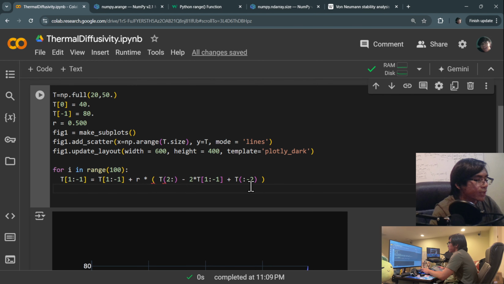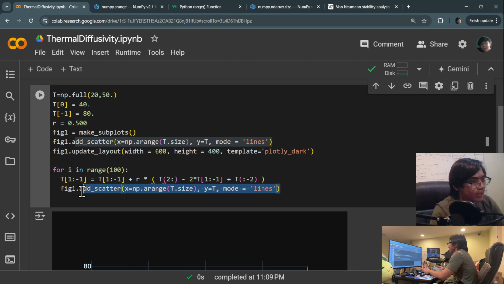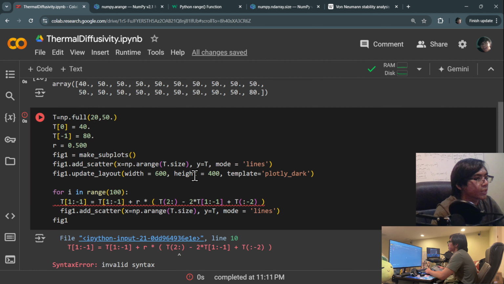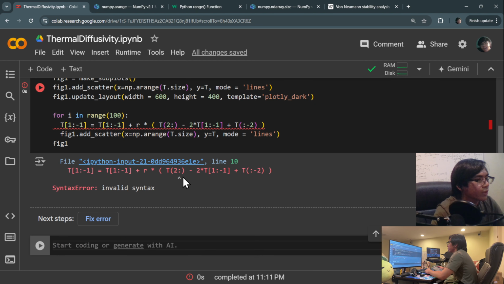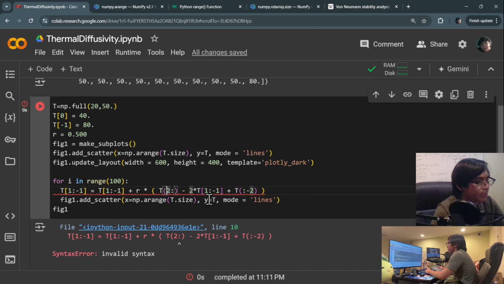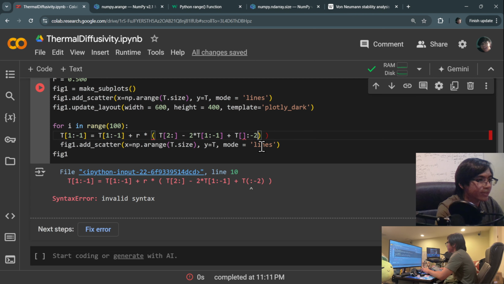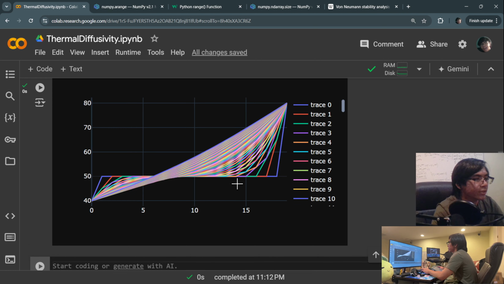I think not. Oh yeah, I need to add scatter. So we want to plot this up every single time. I'm again just copy pasting, since we know our temperature for those indices will be changing. And then outside the loop, I'll tell it to display the figure. Oh boy. Oh yeah, brackets. That's bad. Remember, arrays, indexing, you need brackets. There we go. Work. Wow.